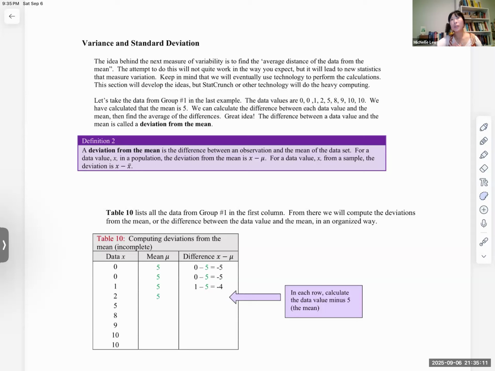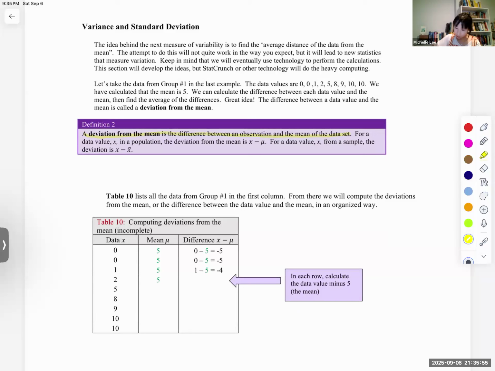Okay, so before we get into standard deviation, let's understand what the deviation from the mean is. The deviation from the mean is the difference between an observation and the mean of the data set. If we express it mathematically, that's x minus mu, or x minus x bar. Okay, let's calculate here.